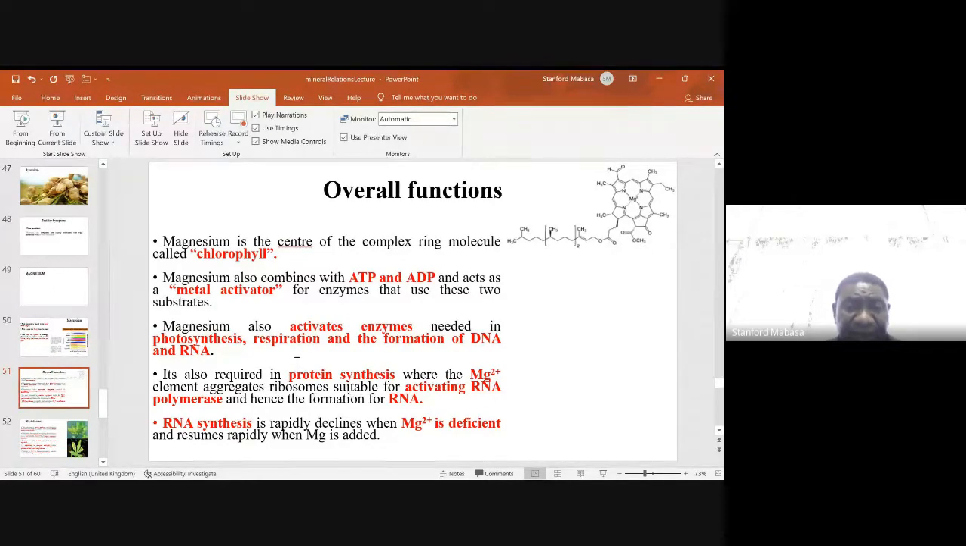It is also required in protein synthesis, where magnesium aggregates ribosomes suitable for activating RNA polymerase and hence the formation of RNA. So it is important for RNA formation. So RNA synthesis can decline rapidly in the absence of magnesium. But if magnesium is added, you can reverse these effects easily.